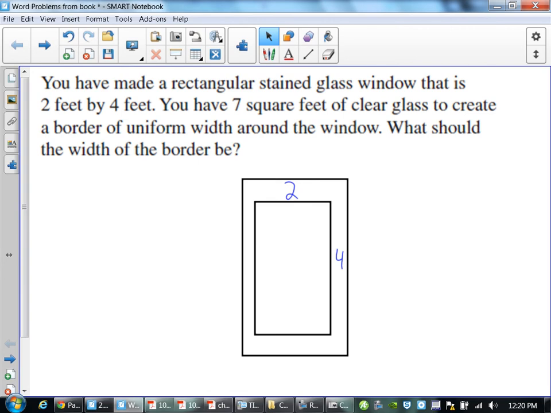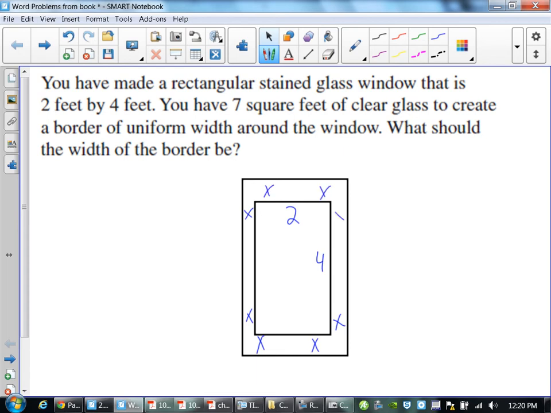That border, I'm going to move this 2 and the 4 on the inside here. That border going all the way around is going to be the same width all the way around. I'm just throwing those X's in at the edges so you know that each one of those is going to represent the same value.